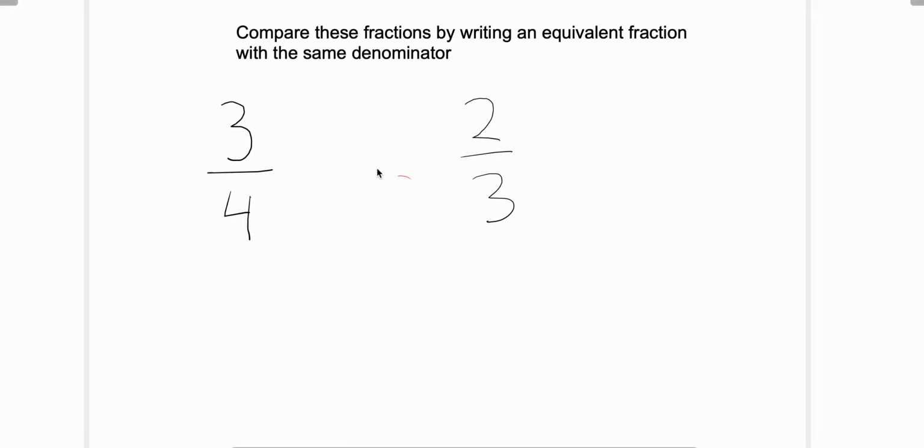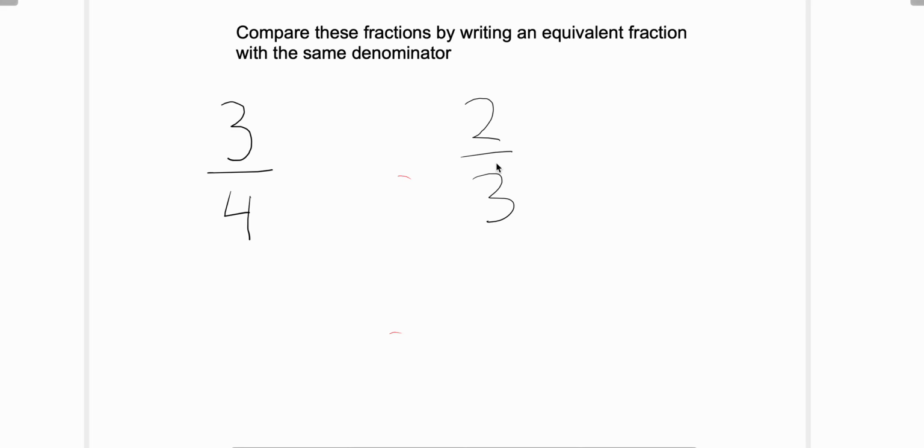In this video, we are going to compare fractions by rewriting each fraction as an equivalent fraction such that each fraction would have the same denominator. So, the first thing that we're going to do is look at the fractions and notice whether they have the same denominator or not. So this fraction is 3/4, and this one is 2/3.